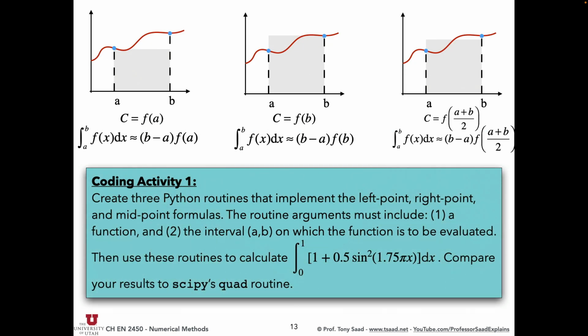All right. So our first activity is going to be to create 3 Python routines that implement the left point, right point, and midpoint formulas. Those routines should include the function. So I'm going to create a routine called my left point rule, and I'm going to apply it to an arbitrary function, not specifically for sine or cosine. So we're going to define the function separately in its own routine, and we're going to pass it to the integration subroutine. We're going to do one for left point, one for right point, one for midpoint. Also, the arguments need to have a and b, the limits on which the function needs to be integrated. Then we're going to use those routines to compute the integral of 1 plus half sine squared of 1.75 pi x, between 0 and 1, and we will compare our results to SciPy's quad routine.